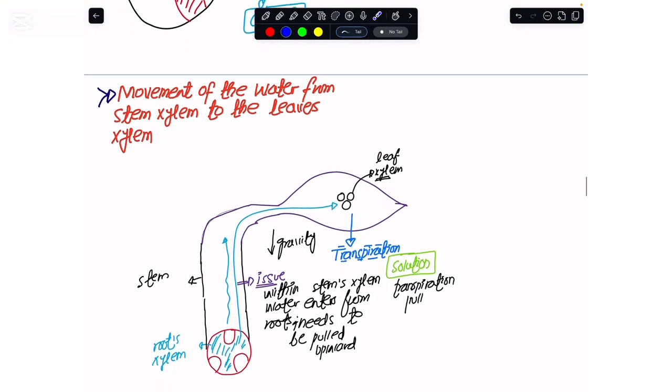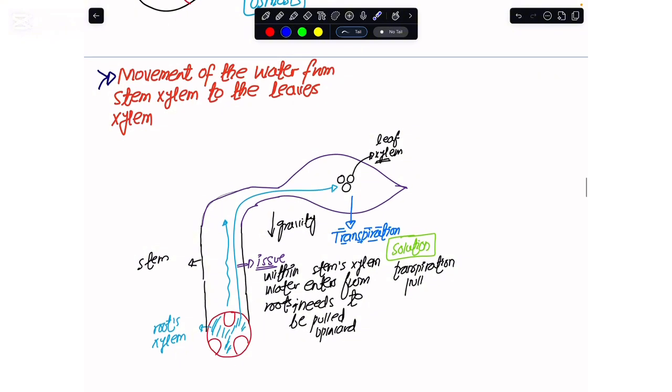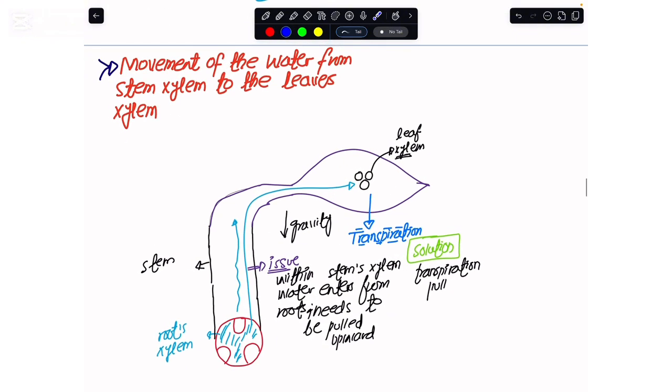Now here an issue is coming. If I have to move the water from the stem xylem to the leaf xylem, we have to understand a little technicality here. I have to move the water from the root xylem into the stem xylem, and then take it toward the leaves. But gravity works downward, and water has to be pulled upward. So this is an issue.